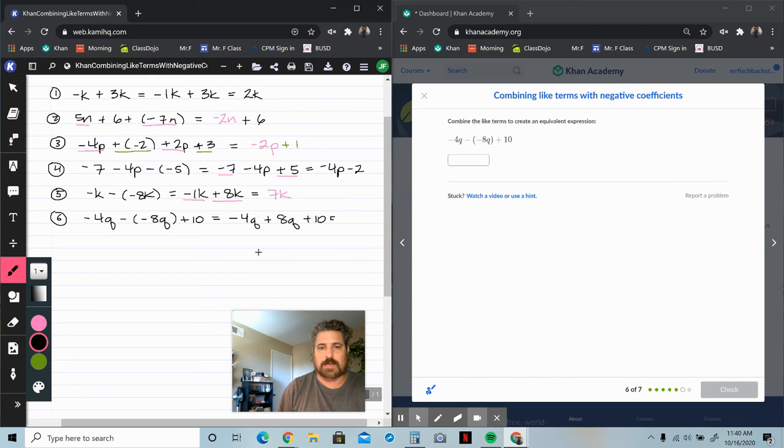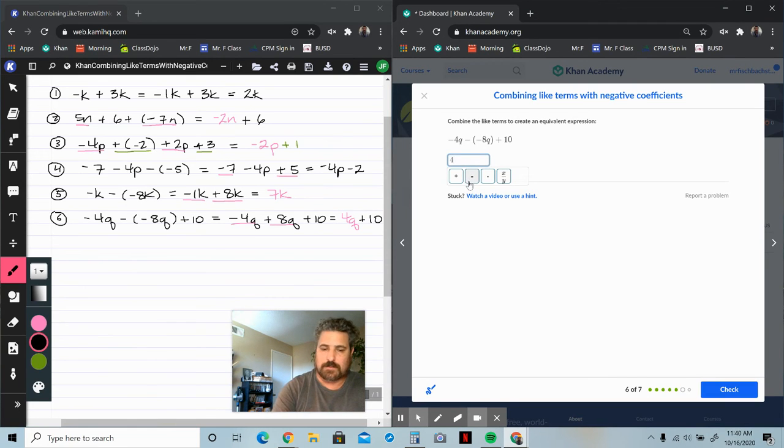Now your like terms here, that means terms that are the same variable to the same degree, are going to be negative 4q and positive 8q. Well, that's just worth 4q, right? So the ultimate answer here is just 4q plus 10, and you're done. So it's just 4q plus 10. That's as far as you can go.